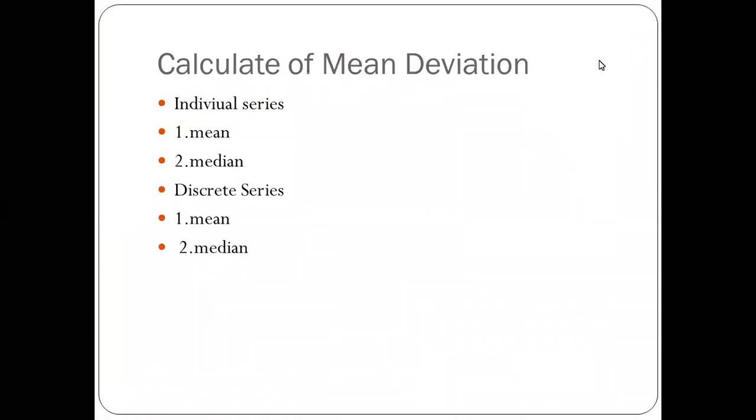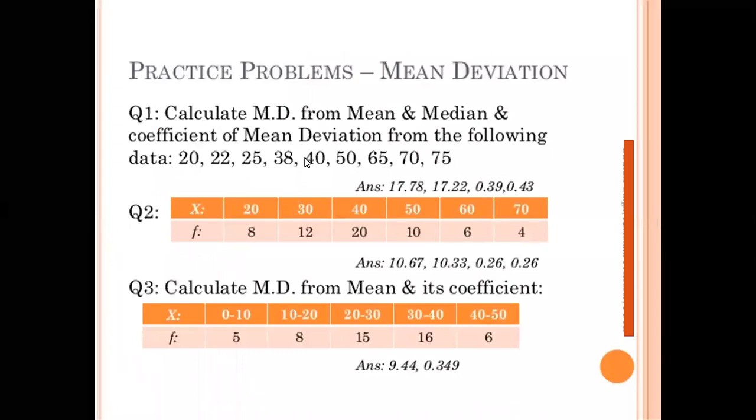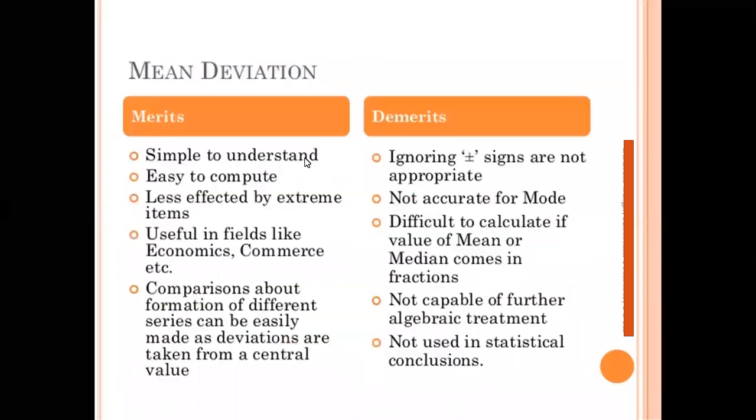First of all, we calculate the mean deviation from mean. First the individual series, and second the discrete series. As we discussed, we will solve with an example on the blackboard. And the last one is the merit and demerit of mean deviation.